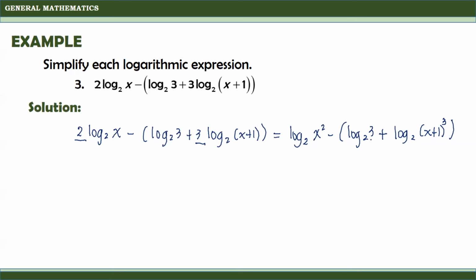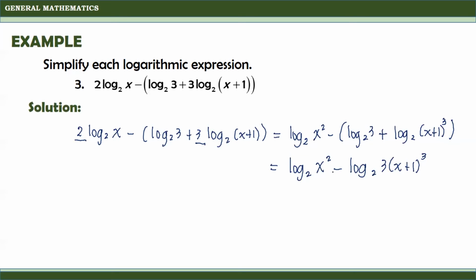Then, applying property number 1, since this is addition, we simply need to multiply 3 and x plus 1 quantity cubed. So, we will have logarithm of x squared to the base 2 minus the logarithm of 3 times x plus 1 quantity cubed to the base 2.